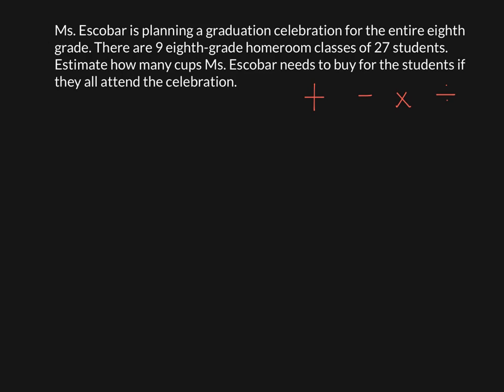Now I could round 27 down to 25, but can I do 9 times 25 easily in my head? No. So what I'm going to do is round 27 up to 30. So now in my head I have to try to do 30 times 9. Well, I know that 9 times 3 is 27, so then I'm just going to have to add my 0 because I'm doing 9 times 30. So I need to make sure that I am getting at least 270 cups. And that would be an overestimation because I rounded my 27 up to 30.